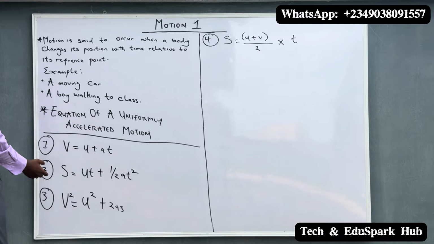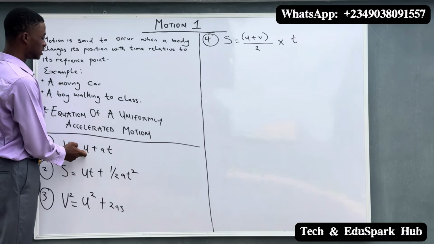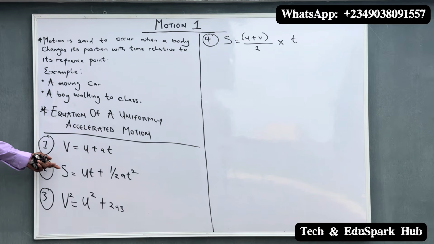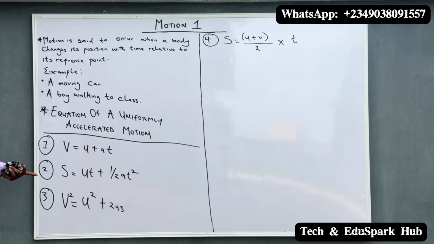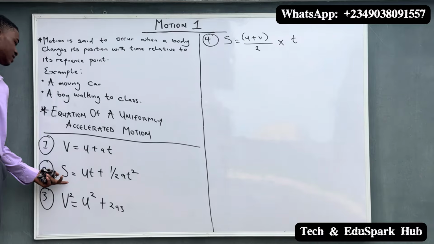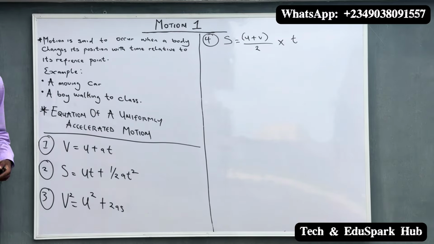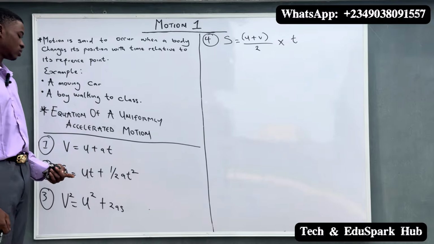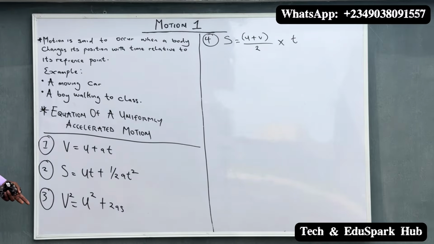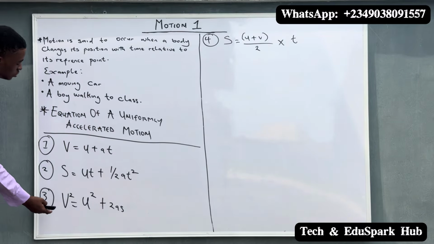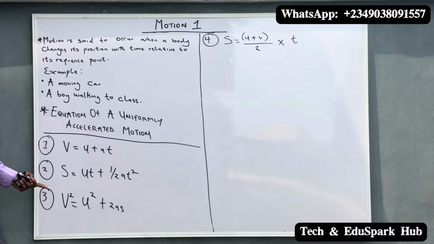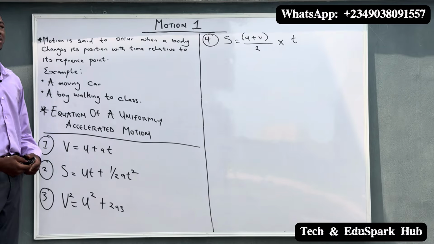For the first equation, we have the final velocity, initial velocity, acceleration, and time. So when you have all these parameters, you will use the first equation. In the second equation, you can see there is distance here. So when they're asking about distance, you will use this second equation of motion. And for the third one, when the time is not given, we are going to use this third formula, which is V squared equals U squared plus 2AS.